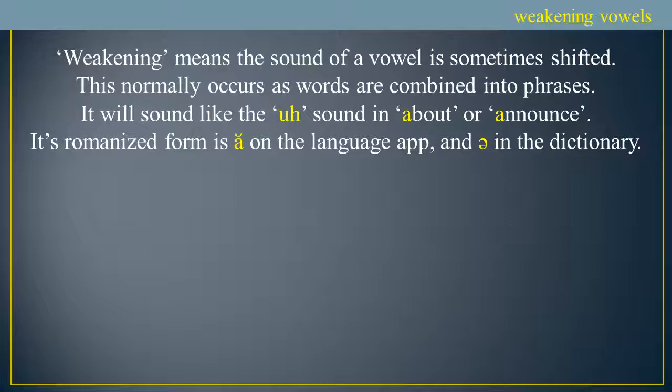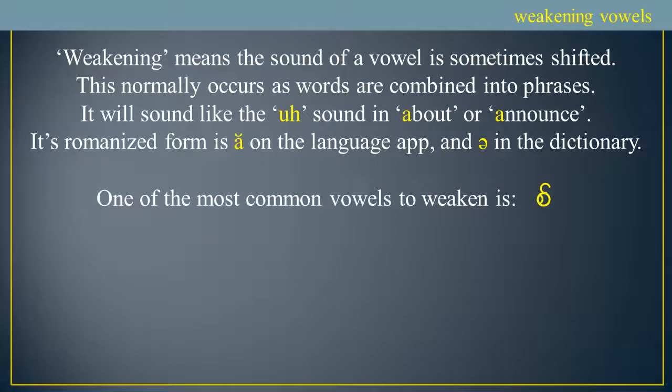One of the most common vowels that are weakened is this vowel. You may recall it's pronounced I. And one of the most common places where you're going to see this vowel is in using numbers. So for example, here's the number 1. On its own, we would pronounce it di.